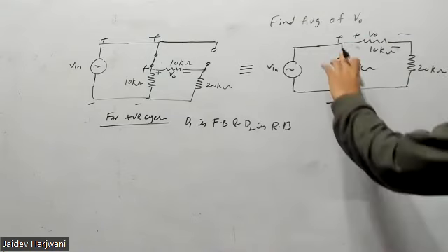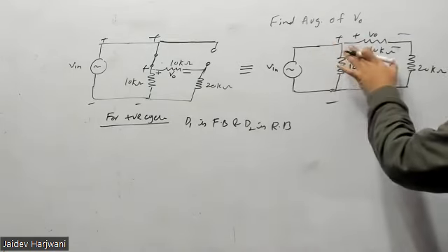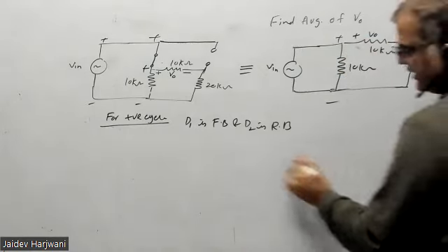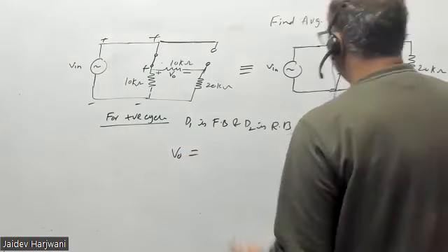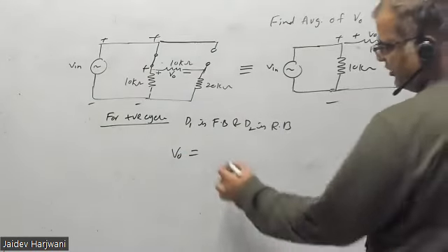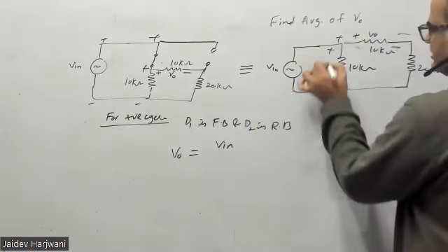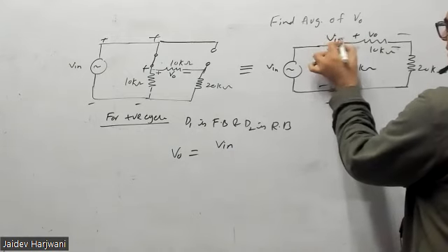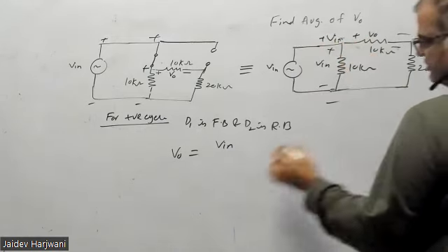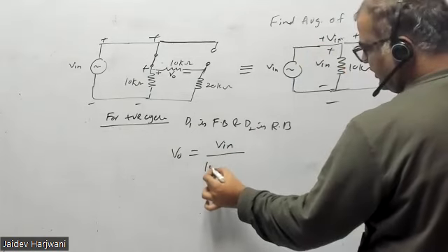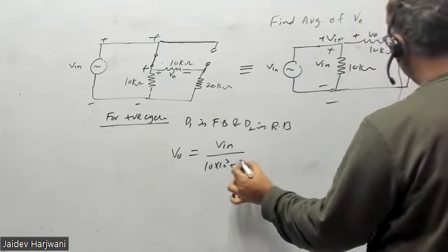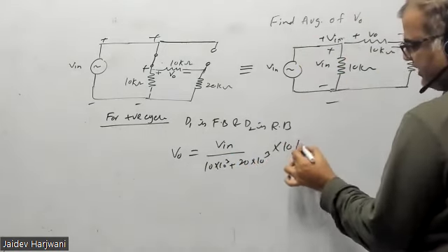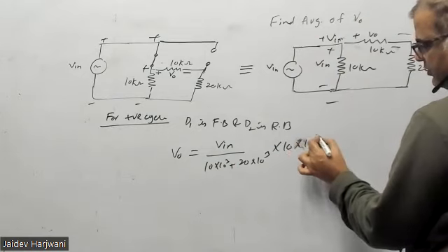So whatever voltage is coming here, the same voltage is coming across this two part, yes or no? Okay, so you can directly write your V naught. Your V naught is equal to what? V naught is equal to V input, because this V input is coming here directly, and it only divides between these two things. So V input divided by 10 kilo ohm plus 20 kilo ohm, into the voltage here. Voltage divider, yes or no?